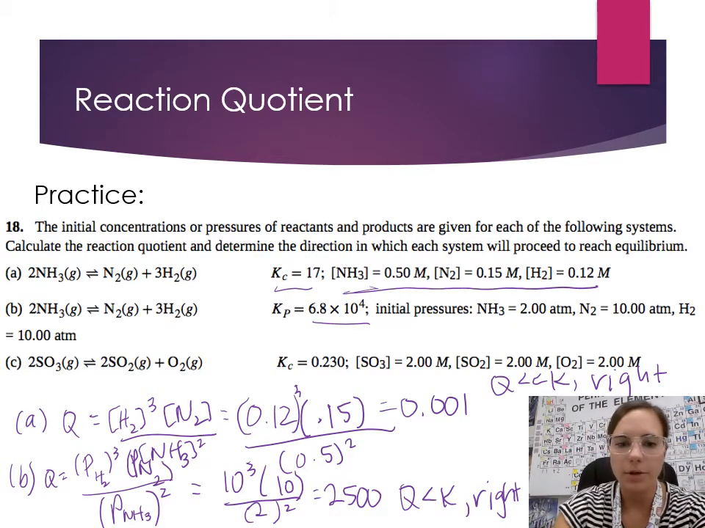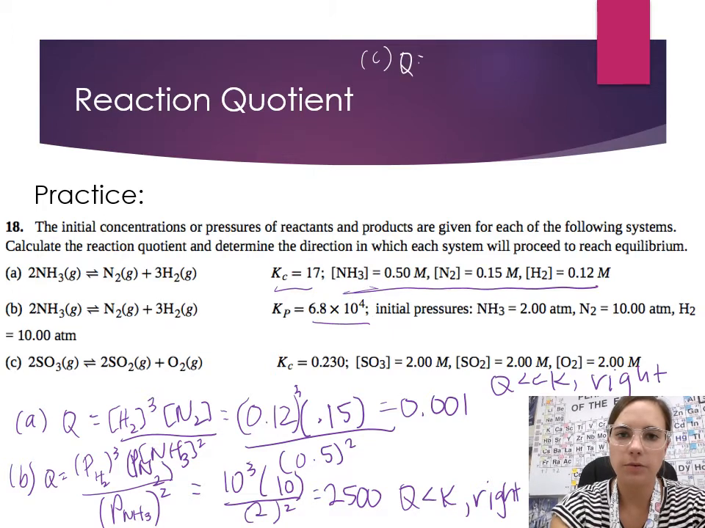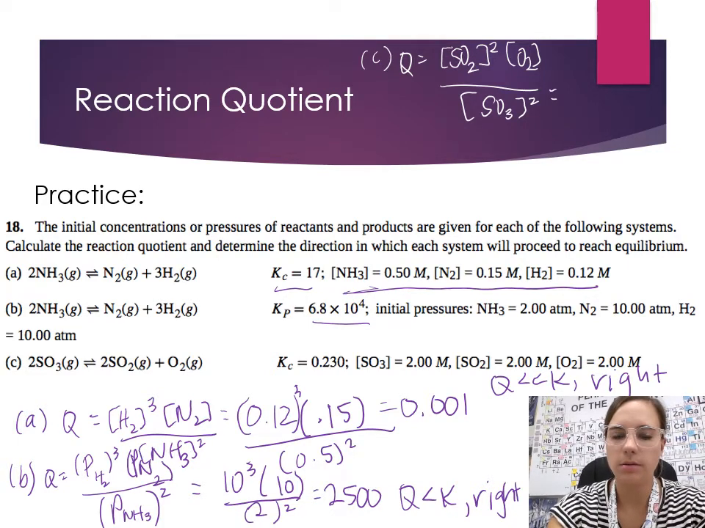I'm going to do C up here since I'm out of room. I'm going to write my expression for Q: the concentration of SO2 squared times O2, divided by SO3 squared. I'm going to plug the values I'm given into my equation. They're all equal to 2. So 2 squared times 2 divided by 2 squared equals 2.